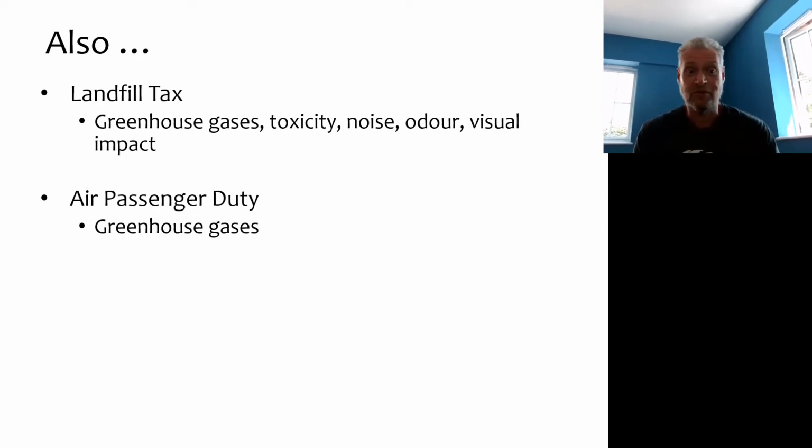The UK government also has externalities taxes on landfill, for instance, because of the greenhouse gases, because of the toxicity, because of the noise, the odor, the visual impact. It has imposed an air passenger duty that is related to the amount of greenhouse gases that are emitted, and so on and so forth. And the UK government is not the only government that does this. Many governments, particularly in richer countries, do very similar things. They impose taxes on environmental pollution, and somehow that tax is related to the damage done by that pollution.